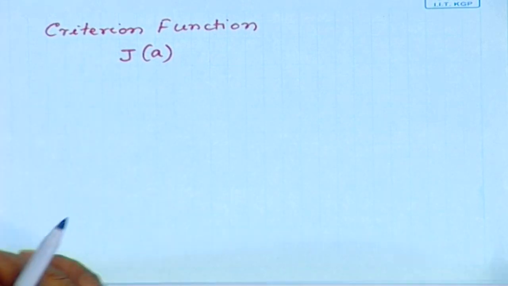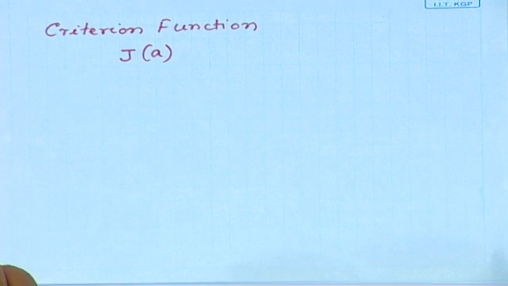So, I will define some sort of criteria function, we will see what kind of criteria function we can have, and then my job will be, by varying A in an iterative way, to minimize this J(A). This J(A) has to take a minimum value when I reach a weight vector A which properly classifies all the training samples.